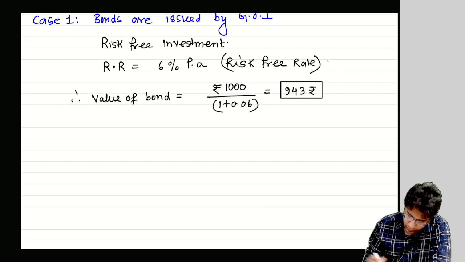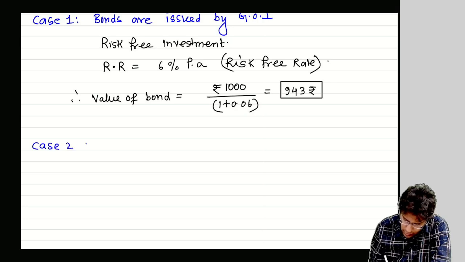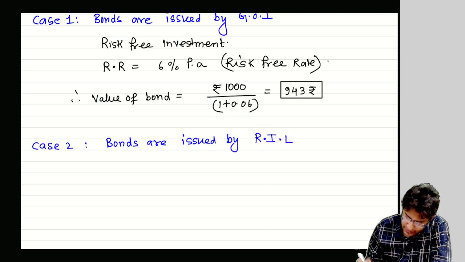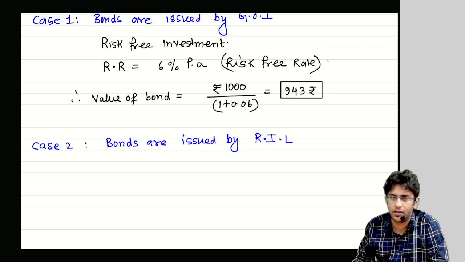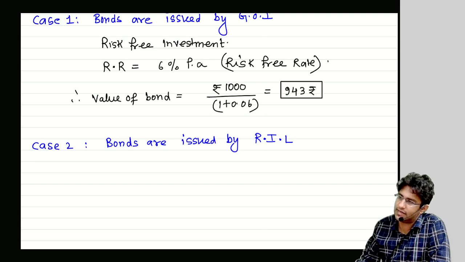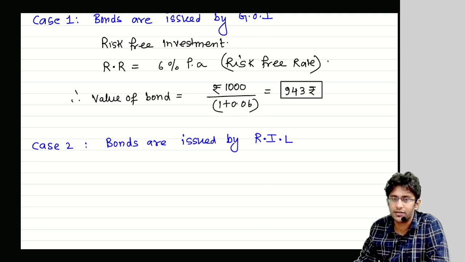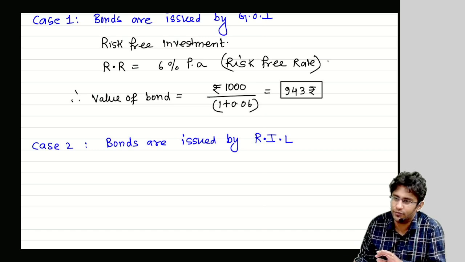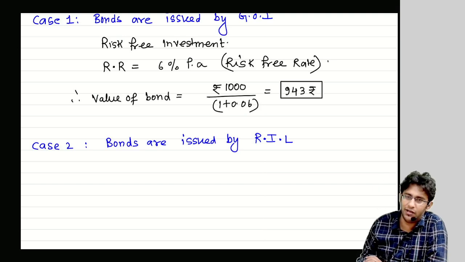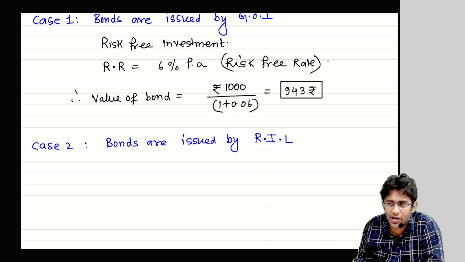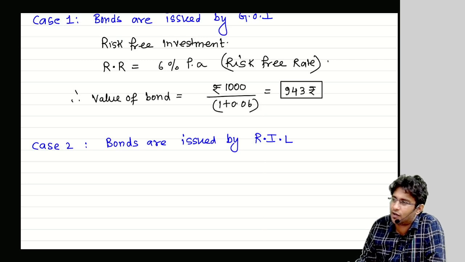Case 2. Bonds are issued by Reliance Industries. Tell me, sir, is Reliance Industries a risk-free investment or a risky investment? Reliance is a friend of the government, not the government itself, no. And you know what happened to the second Ambani? First Ambani, lot of money. Second Ambani's credit rating, very bad. Lot of defaults.